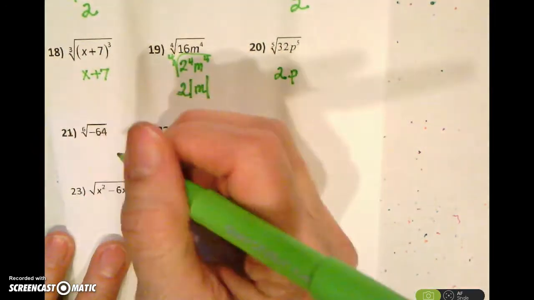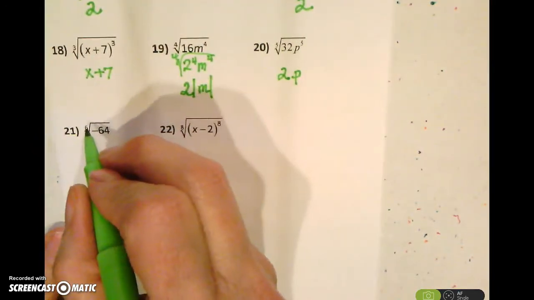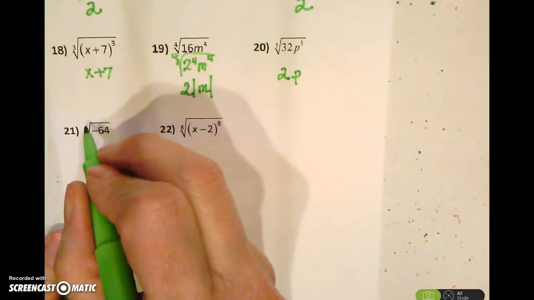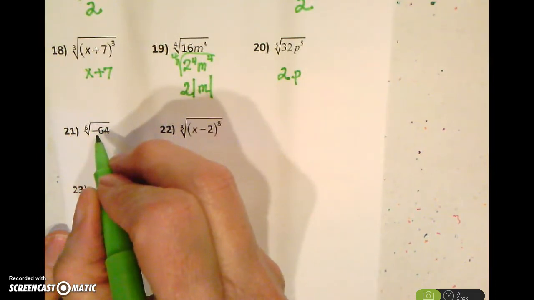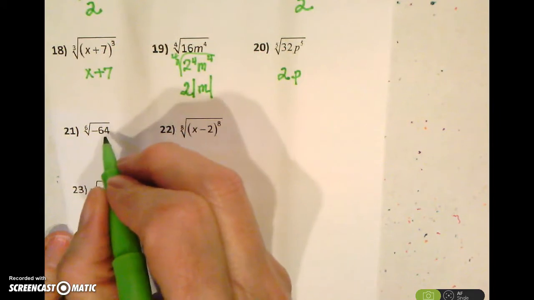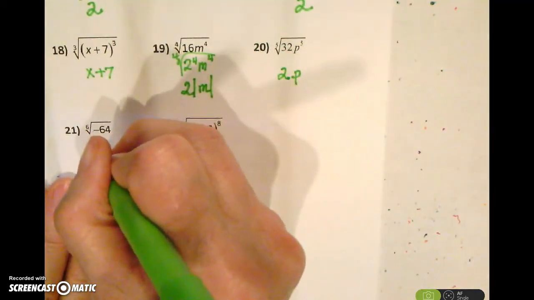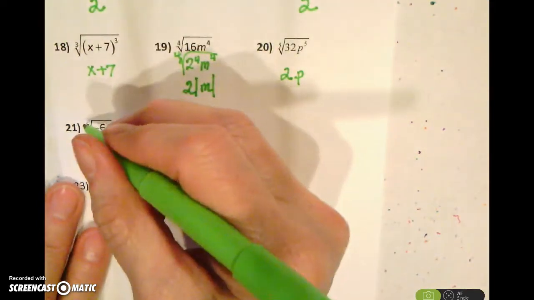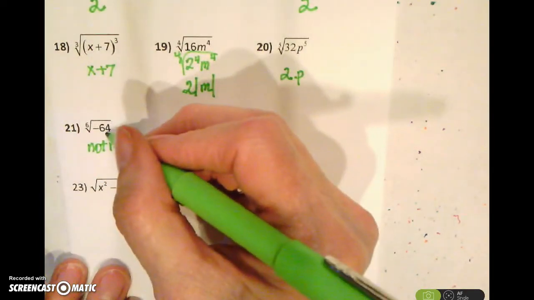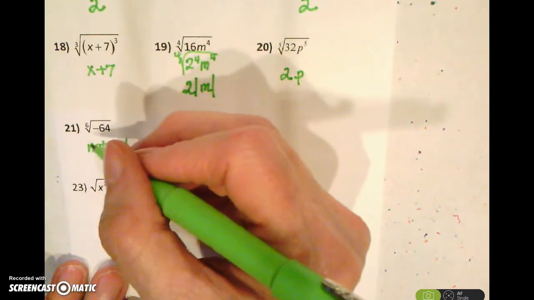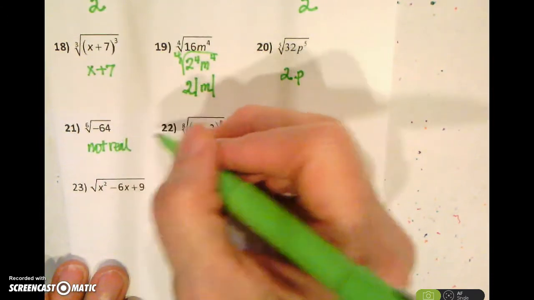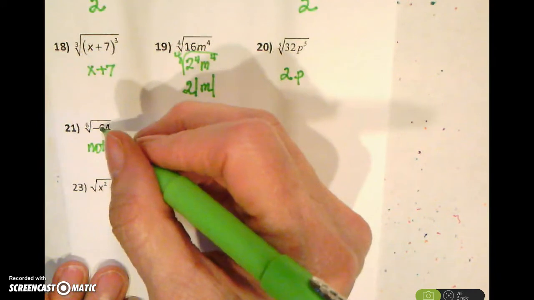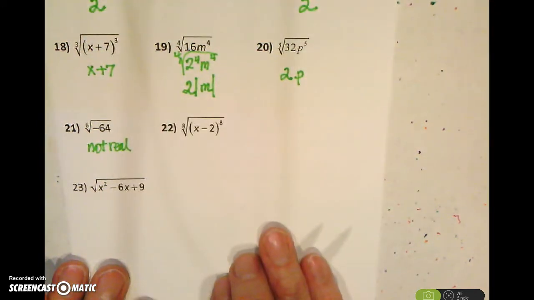21, the sixth root of negative 64. Even roots, I cannot take the root of a negative number. So this one is not real. The sixth root of positive 64 is 2. But if I multiplied a negative 2 times a negative 2, did that 6 times, I'm going to get a positive answer, not negative. So I can't find one for the sixth root of negative 64.